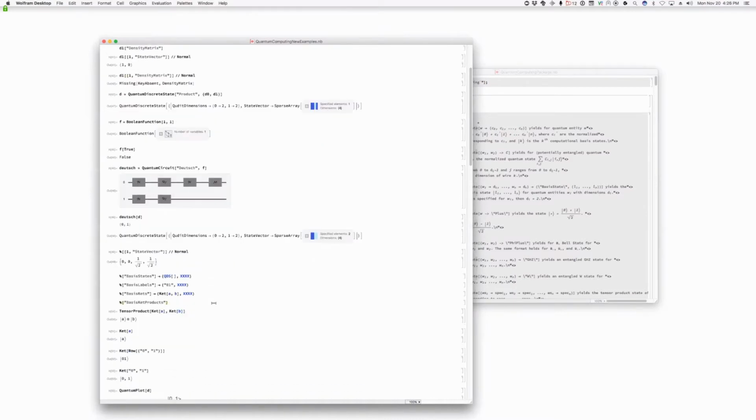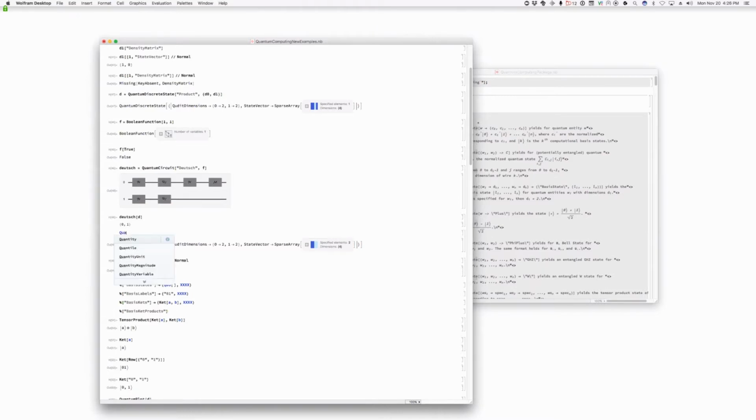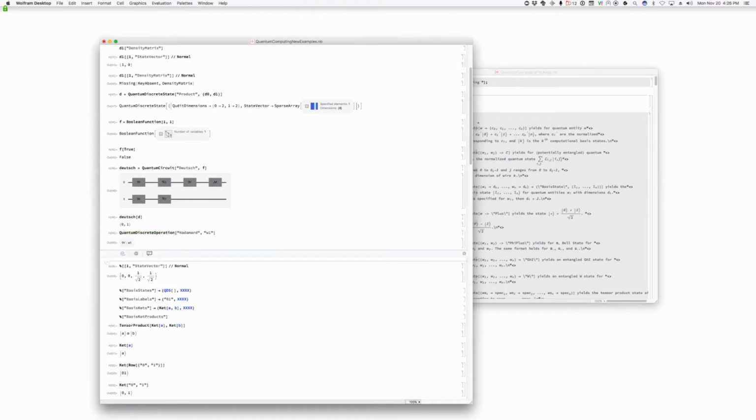How do I get one of those gates? If you just type in quantum discrete operation, and then you put in quotations, Hadamard, and then as the next argument, just W1. And that's it. That is a representation of a Hadamard gate operating on quantum entity W1.